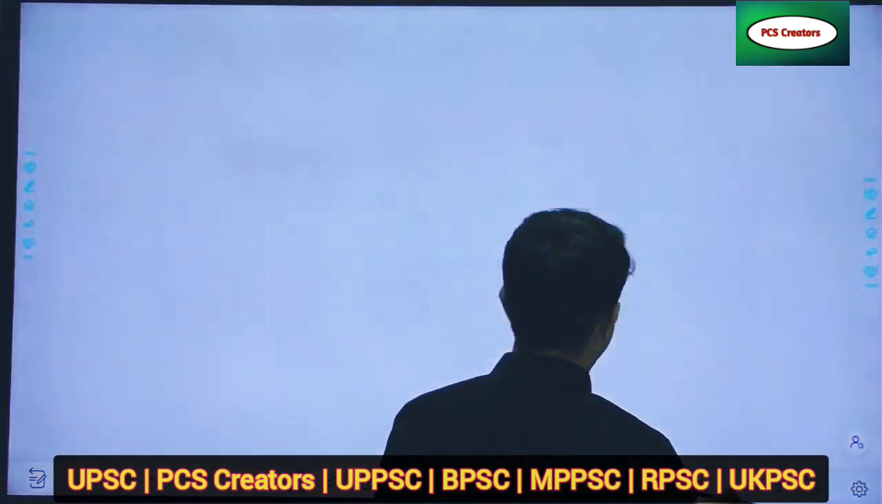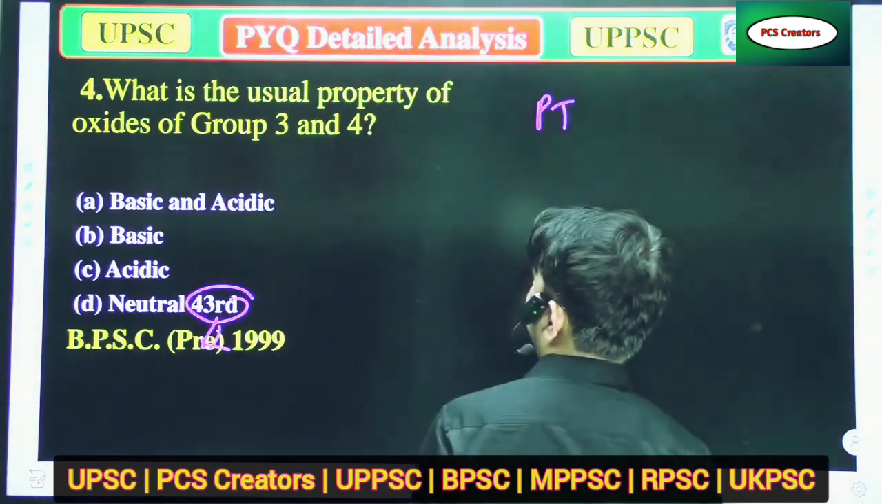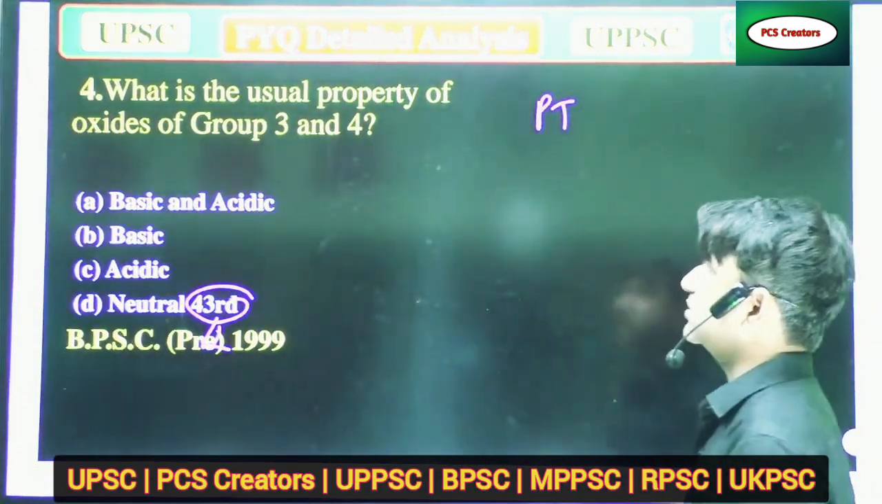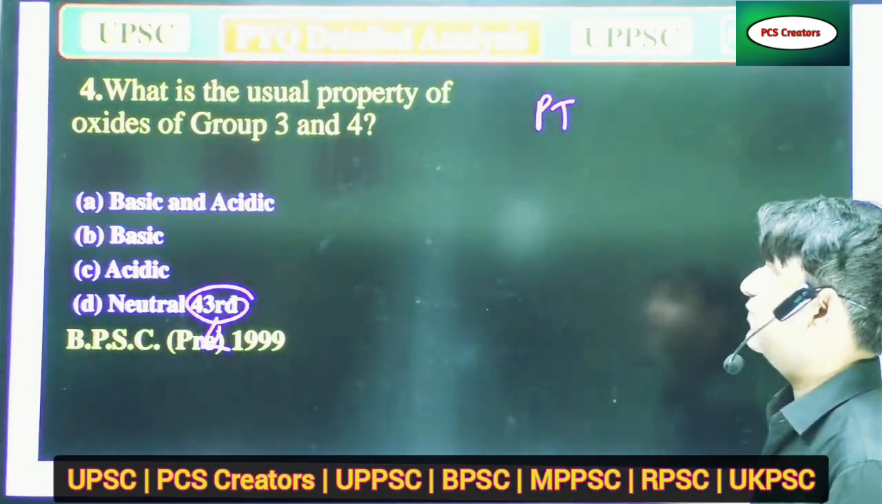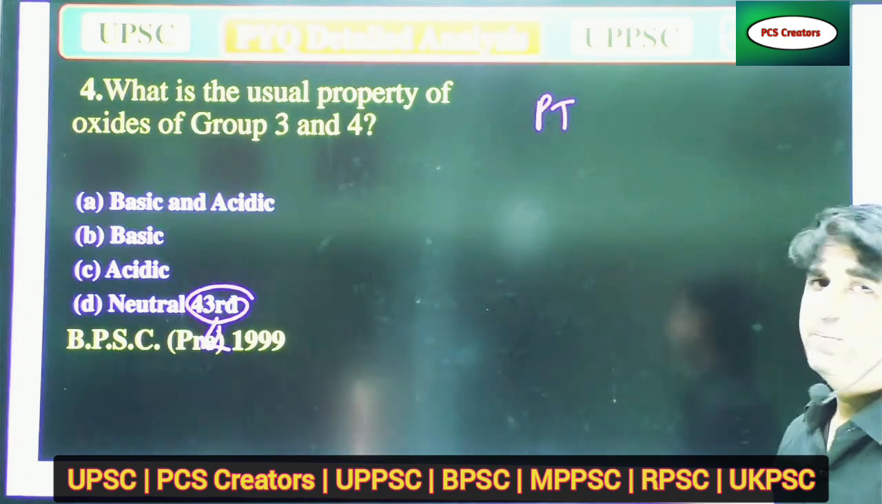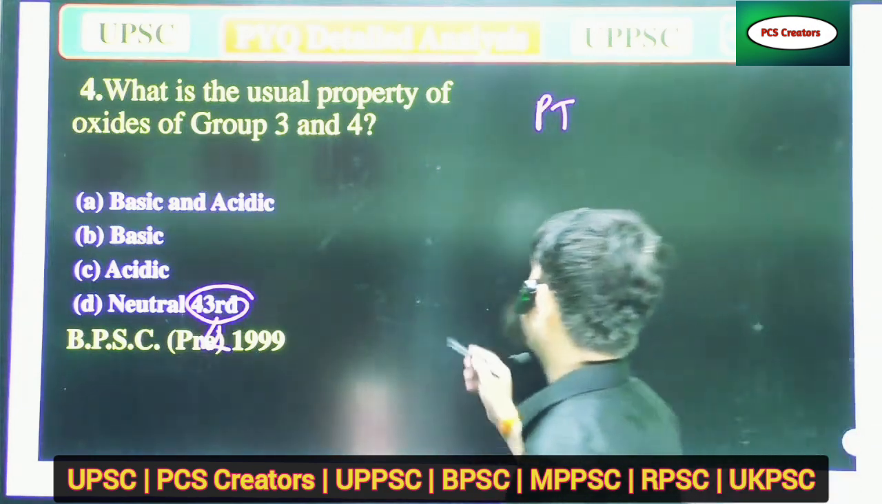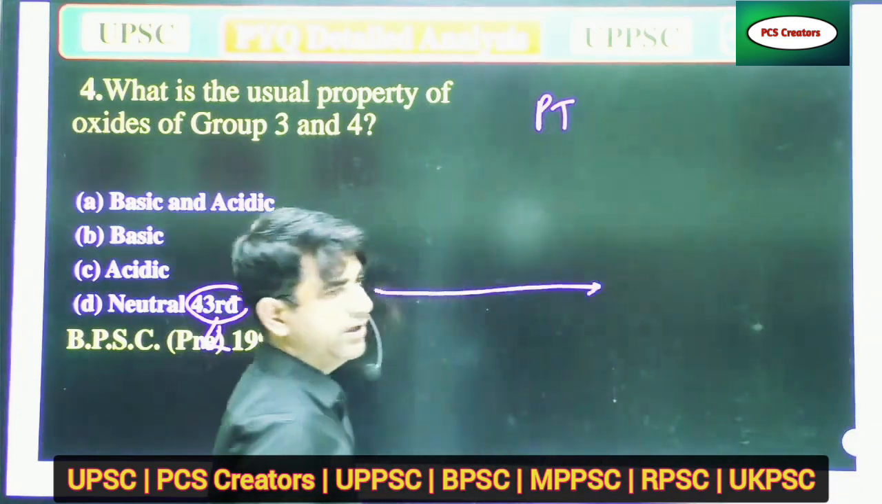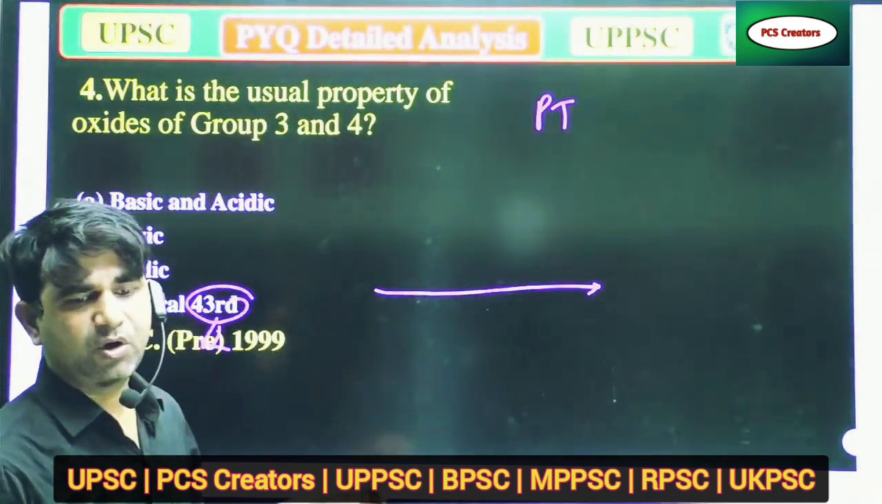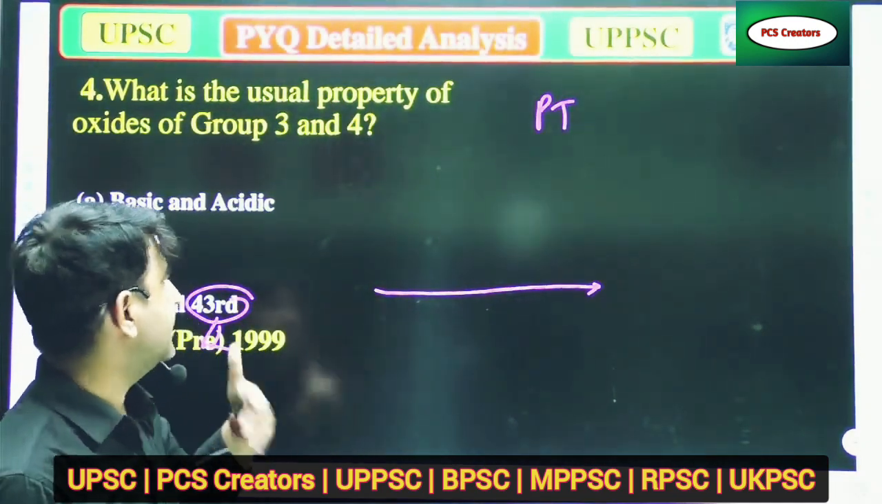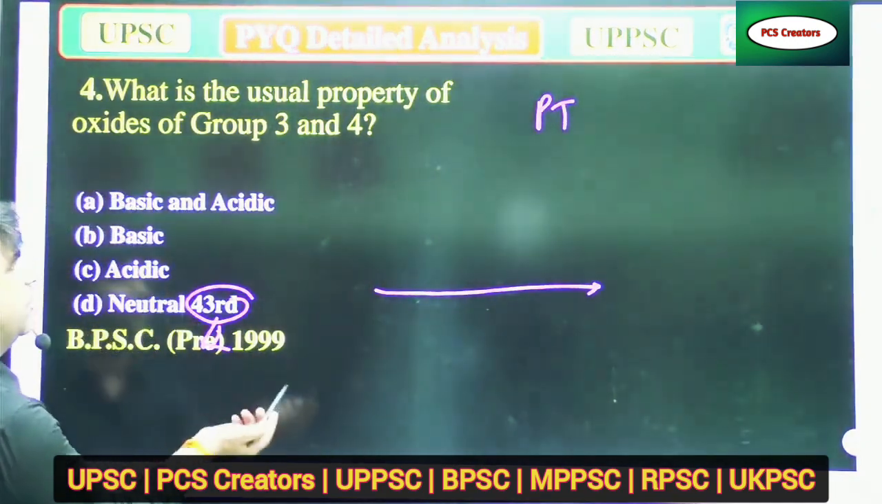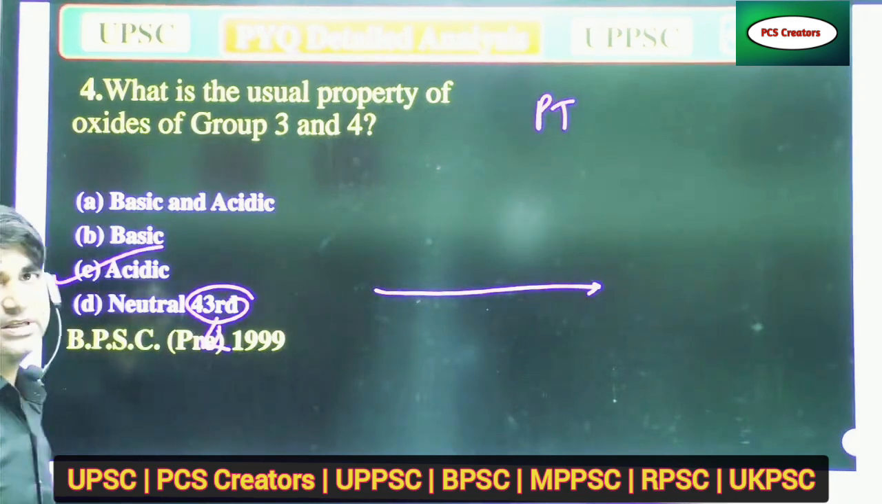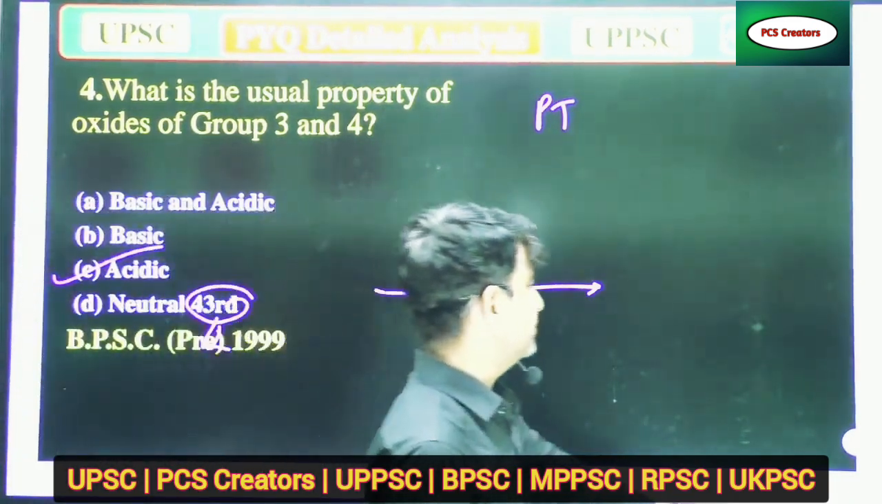So come to that question. What is the usual property of oxides of group third and fourth? So that will be acidic, because when we move from left to right in a period of the periodic table, the basic property decreases and the acidic property increases. The option will be C. Now we'll move to the next question.